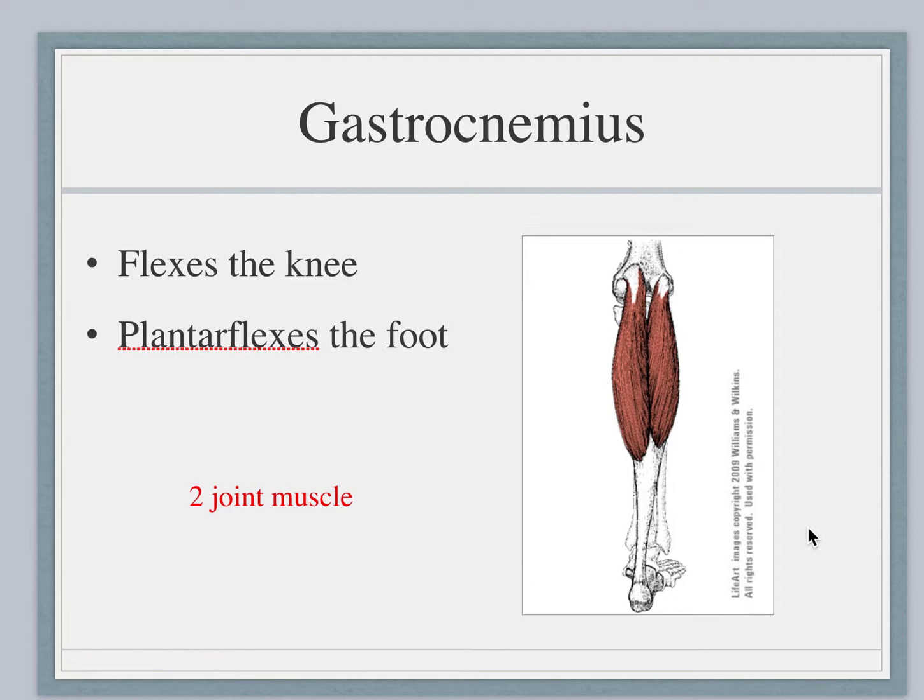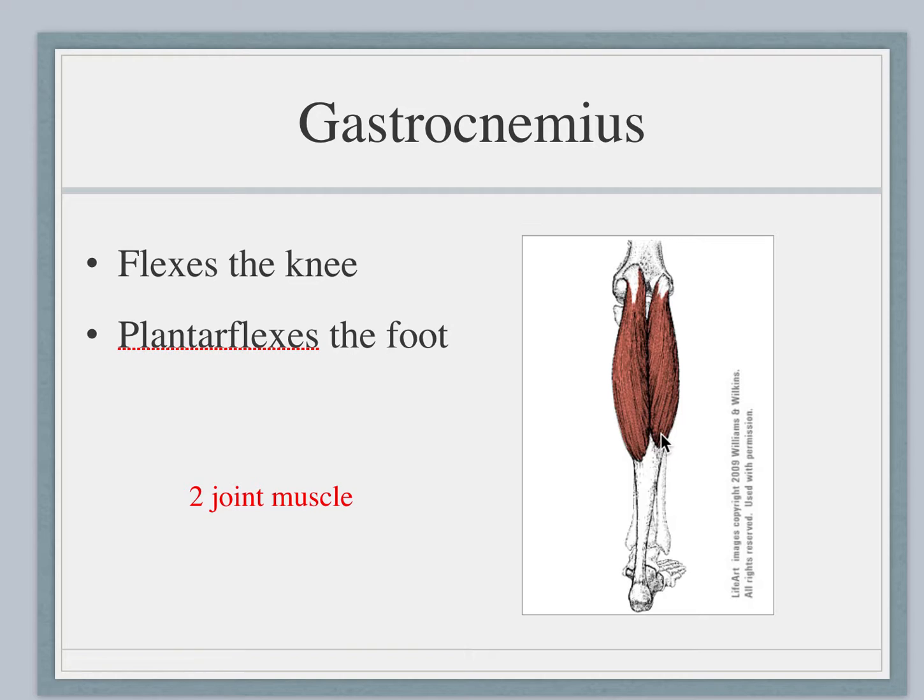Looking at the posterior calf, posterior tibial region, the most prominent muscle is the gastrocnemius. That's the large muscle belly that has two halves. It is a knee flexor and it plantar flexes the foot.